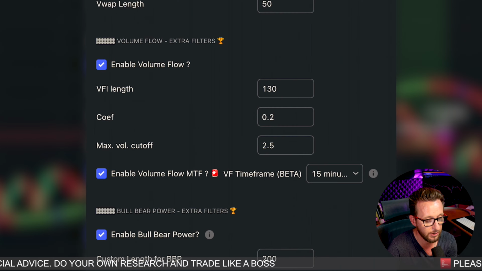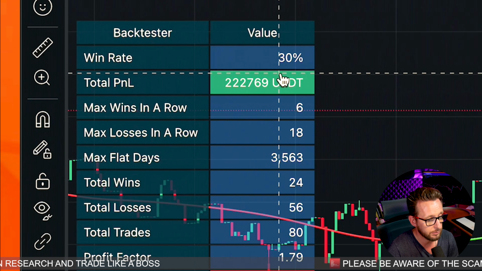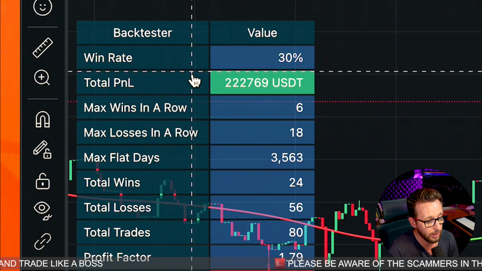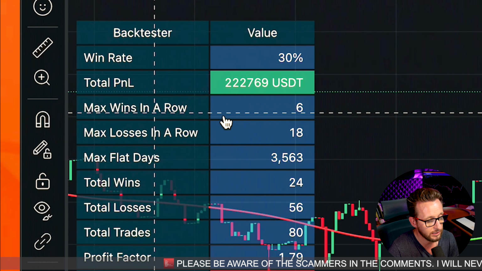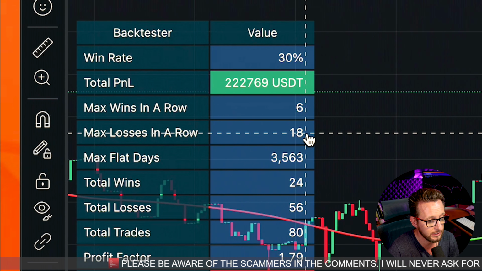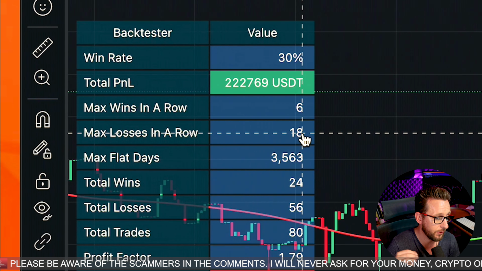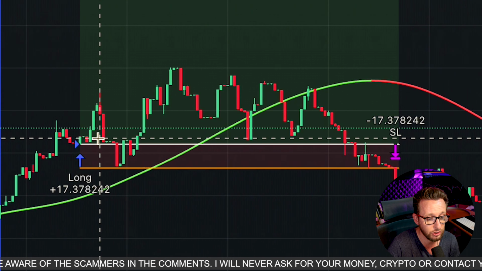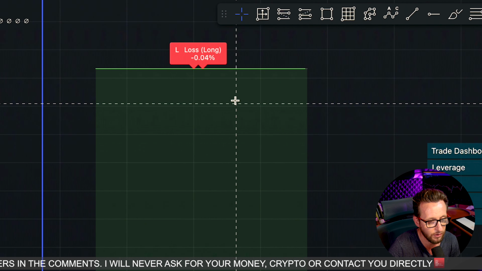Right, let's continue. Let's go and have a look at some of these results. As you can see, the win rate is pretty low at 30%. We are in the green, which is great. We have max wins in a row of 6, max losses in a row of 18. Obviously, it's going to be hard psychologically to go through 18 losses, but they are extremely small. Look at the size of that stop loss there. And when you win, look at the size of that win.